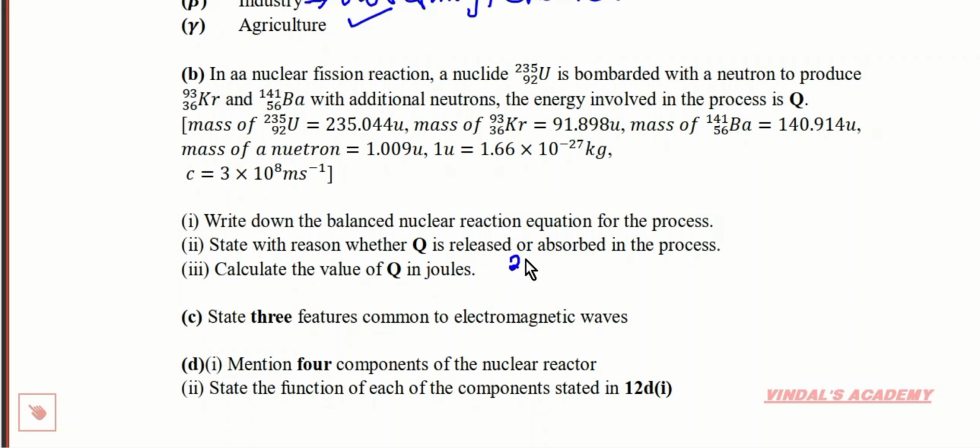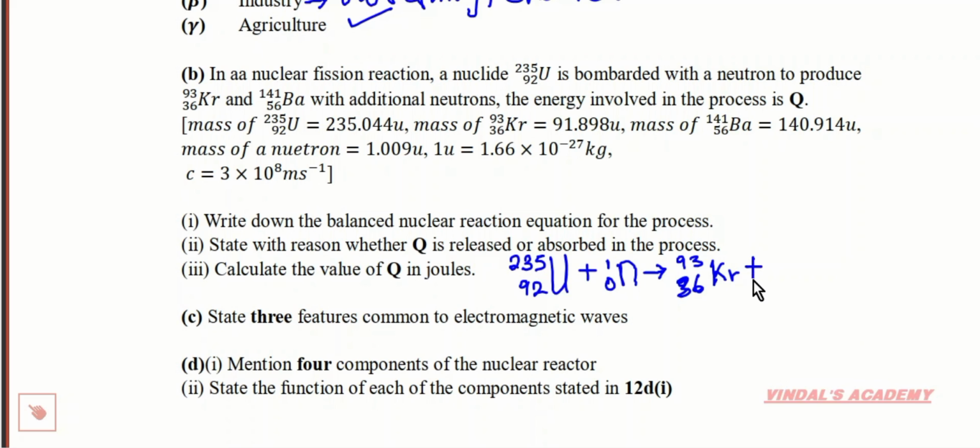This is going to be 235 92. This is uranium, then plus the neutron, because once uranium is involved, this neutron must be there to bombard it. And when you do that, you are going to have 93, and that is 36.